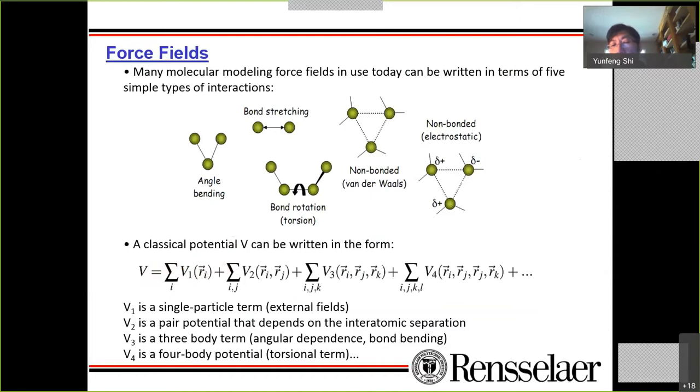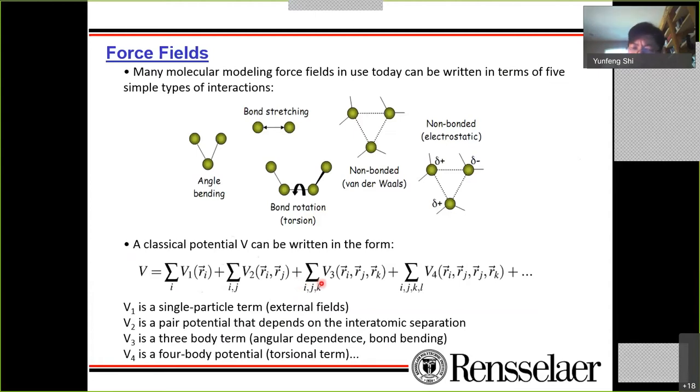And this is the pair term. This is basically you're looping over all the pairs of atoms. And then you have the three body interaction, triplets, and quadruplets. You loop over all the quadruplets. Of course, they have to be nearby, right? For the case of torsion.